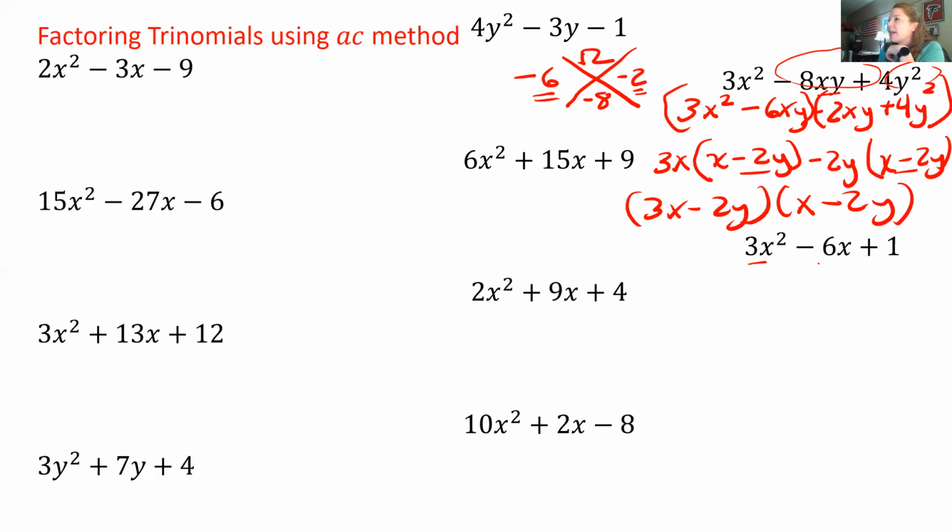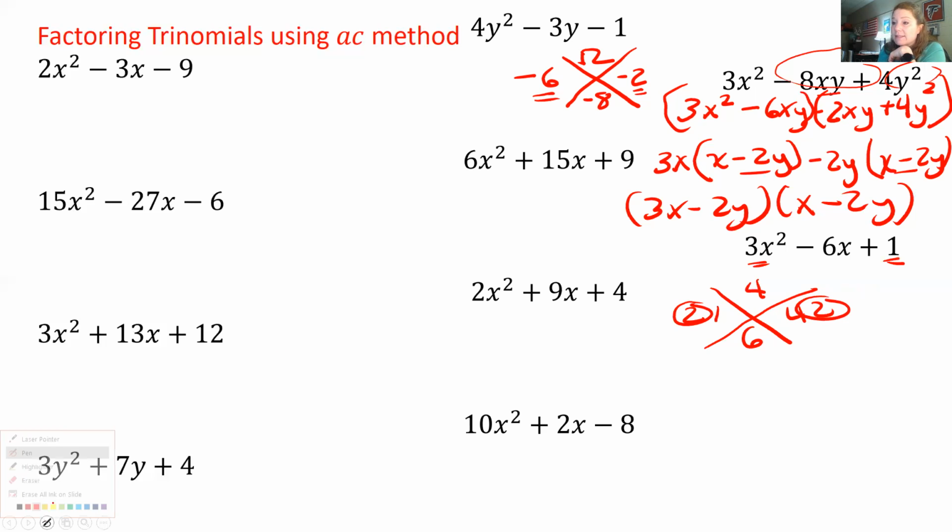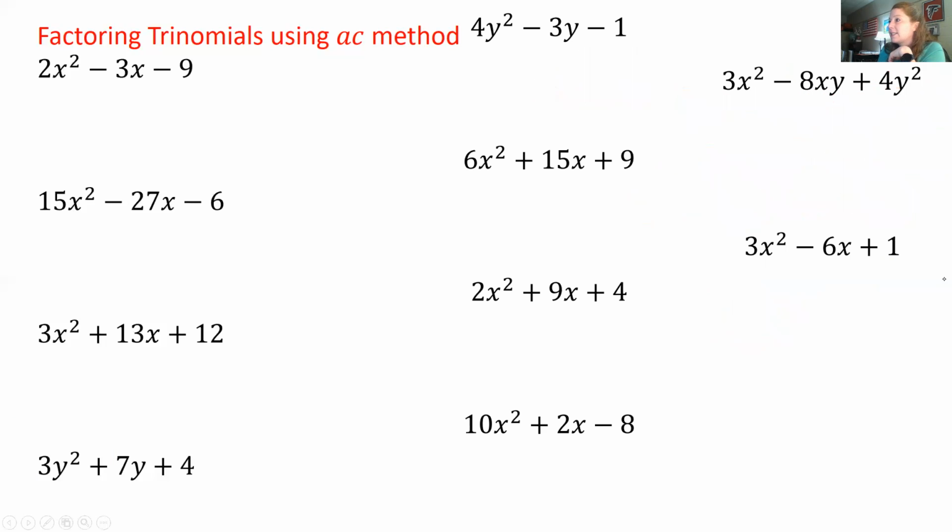All right, and then finally we have 3 times 1. 3 times 1 is 4. Is there any way to get a sum of 6 with the factors of 4? There is no way, because the only 2 factors of 4, well, so we have 1 and 4 itself, which can't add or subtract to give us 6. And the other combination would be 2 and 2. There's no way to get 2 and 2 together and get 6. So this one is not factorable.